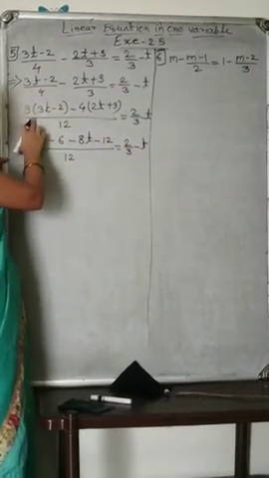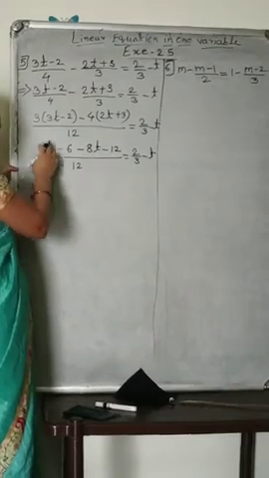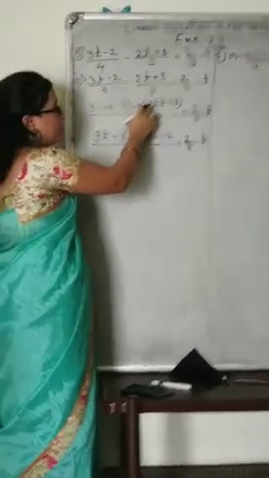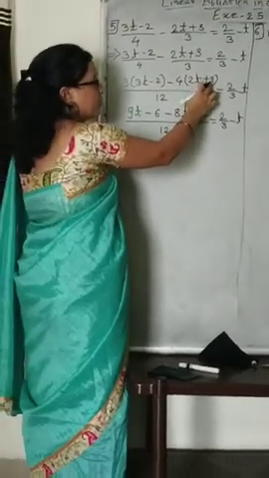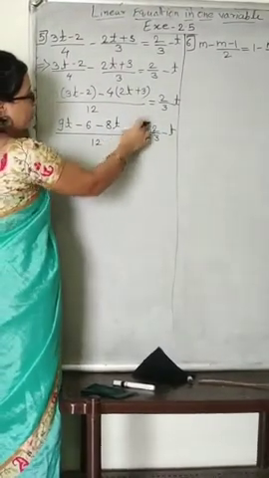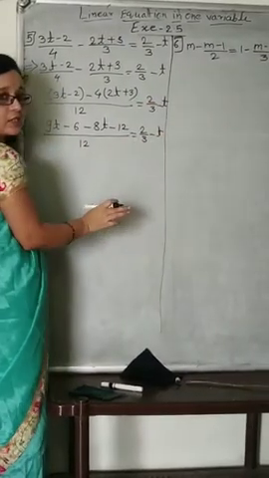We multiply the bracket. 3 3s are 9, 9t. 3 2s are 6, minus 6. Minus 4 into 2t, minus 8t, minus 4 into plus 3, it will be 4 3s are 12, minus 12 came. RHS 2 by 3 minus t as it is will be there.